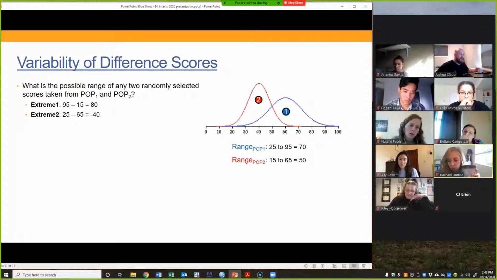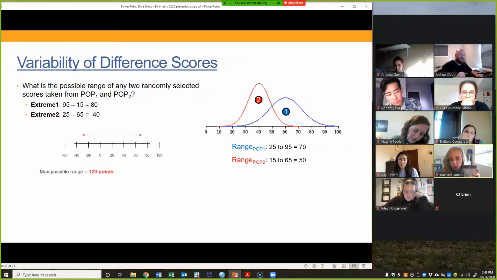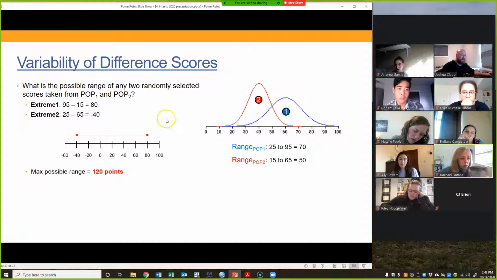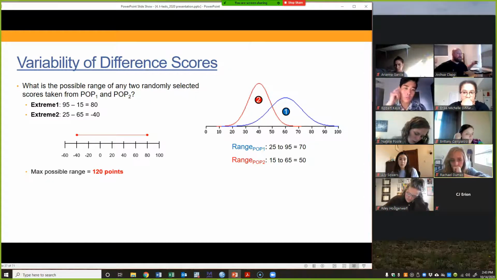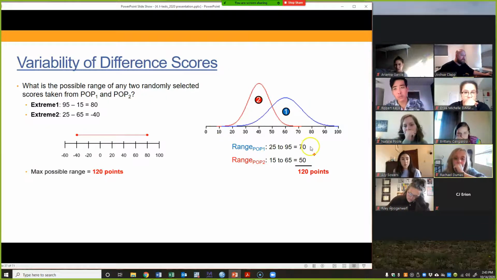But if things switch around, my person from population 1 is 40 points lower than population 2. If I plot this on a number line, for any two randomly selected scores from population 1 and population 2, population 1 could be 40 points lower to 80 points higher than my score from population 2. This gives me the possible range of different scores I could get from a single sample: a max of 120 point swing. And if I take the range of population 1 and the range of population 2 and add them up, I get the same number.